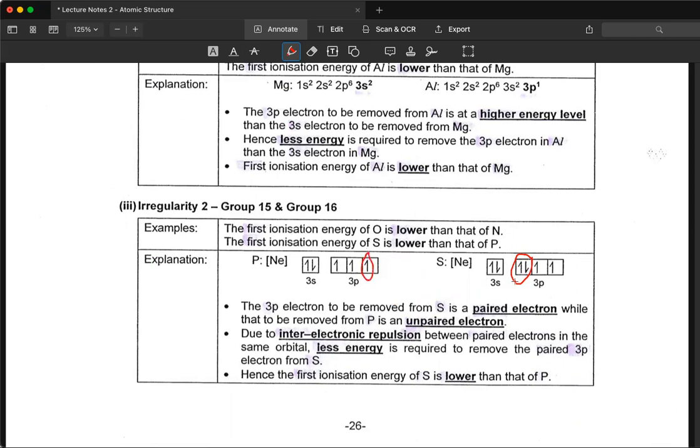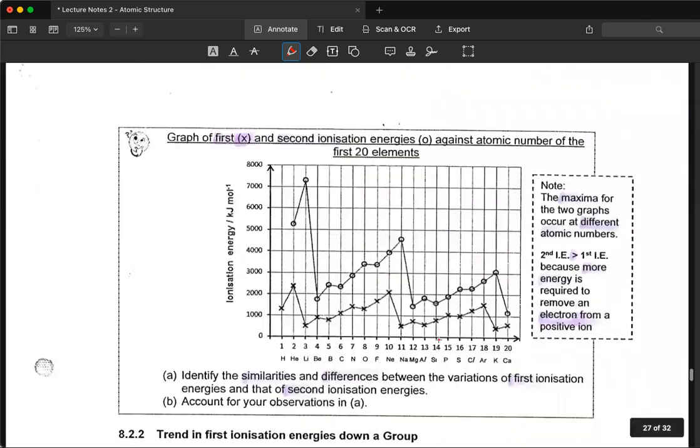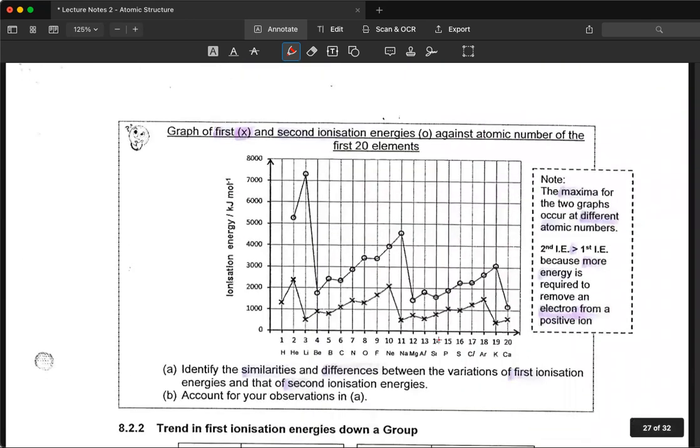So between the paired electrons in sulfur, there is inter-electronic repulsion. So because there's already repulsion between electrons, it's actually easier to remove, but you should say less energy and not say easier. Easier is just a layman term to help you understand, but it's actually more precise to say less energy to remove the paired 3p electron. And therefore, the first IE of S is lower. Now, how about the second IE? So I will leave it to you to do yourself.